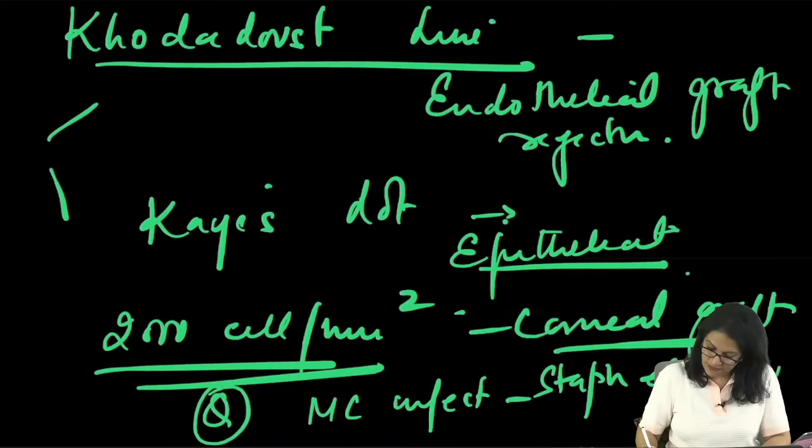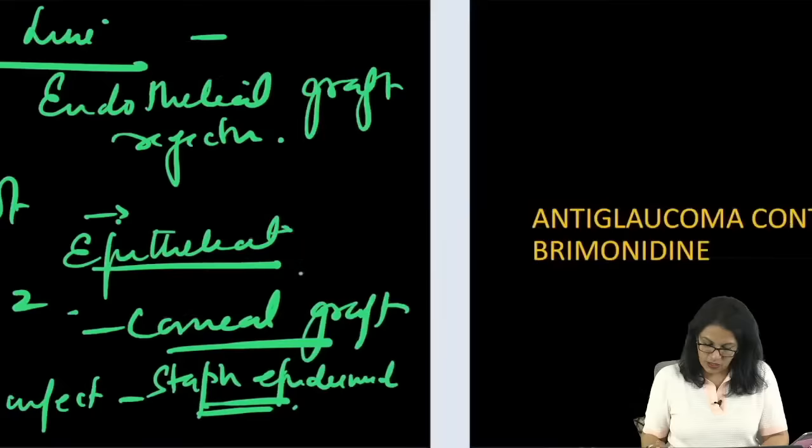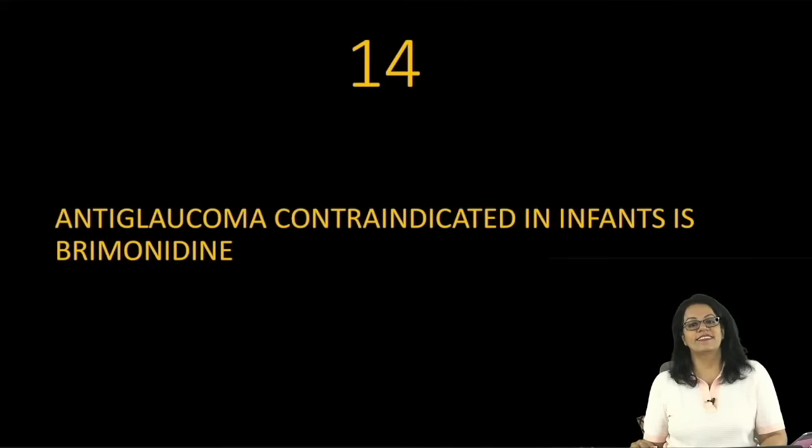Yes, correctly answered. Very good. Chalo, we come to the next point. Anti-glaucoma contraindicated in infants is brimonidine. Correct? Okay, a few more questions on anti-glaucoma, all of you.